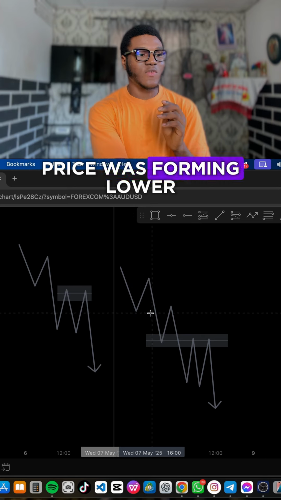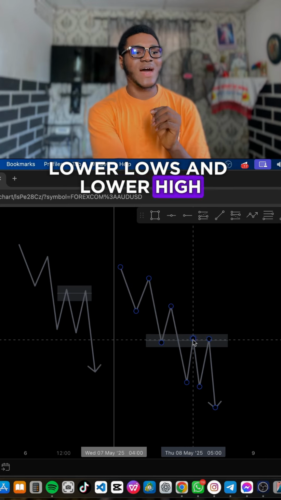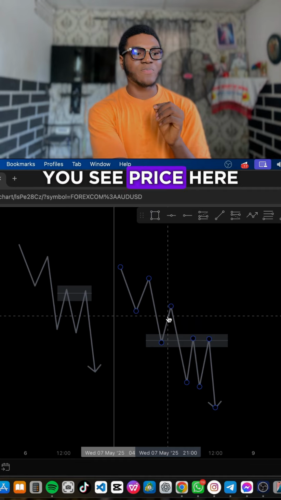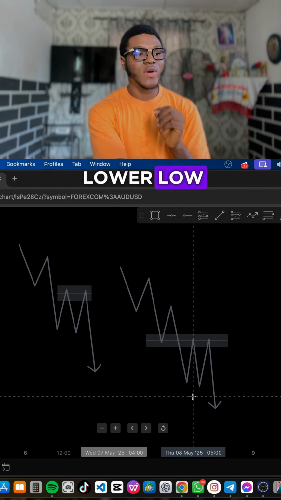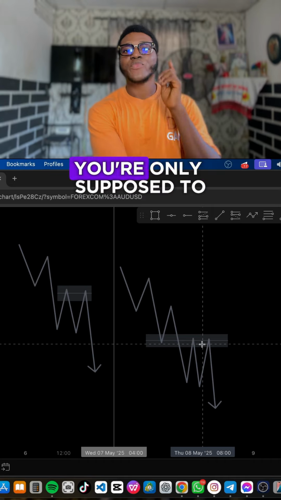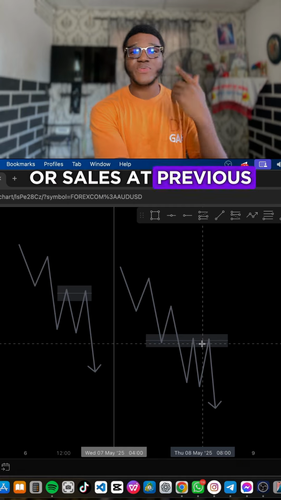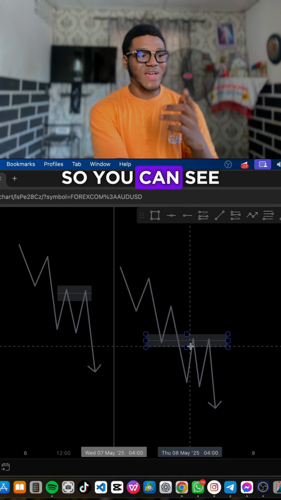So you can see this is another case again on the right side. You can see that price is forming lower lows and lower highs, lower lows and lower highs, lower lows and lower high. Then it broke. You see price here broke below the previous lower low, so previous support has now turned resistance. So whenever you're in a downtrend, you're only supposed to take sells at resistance zones or sells at previous support turned resistance. So you can see that's what price did here.